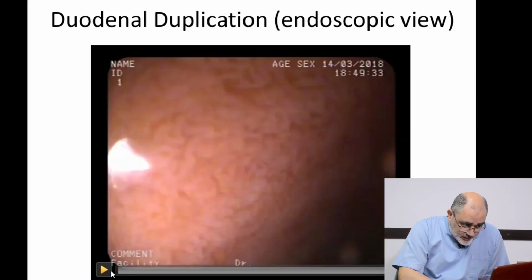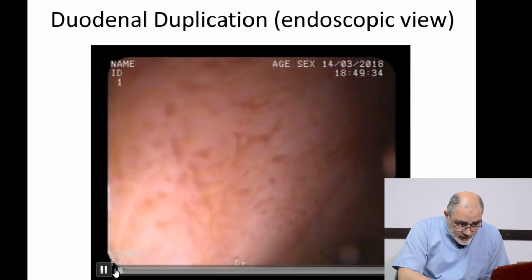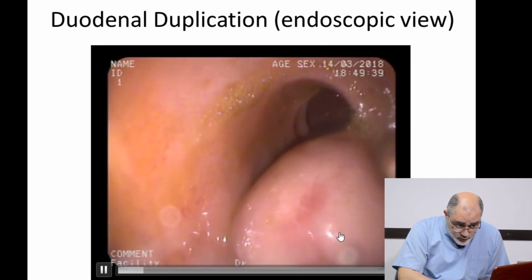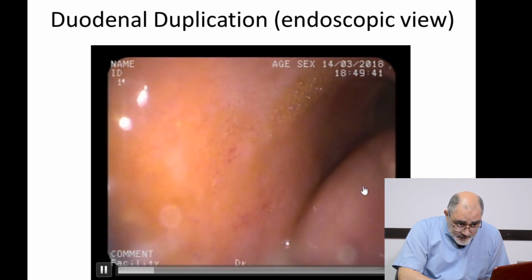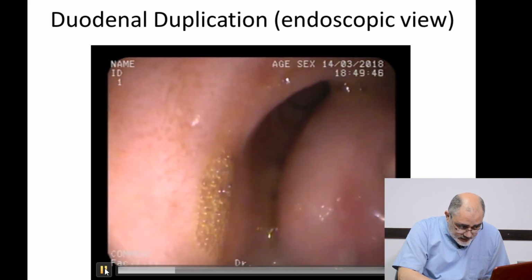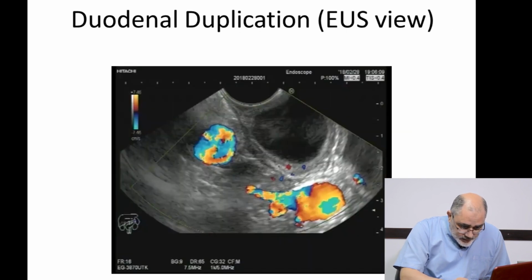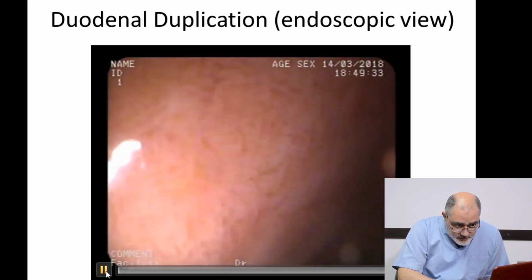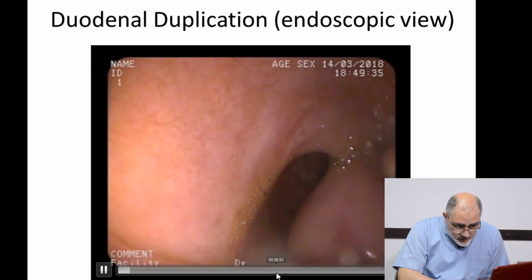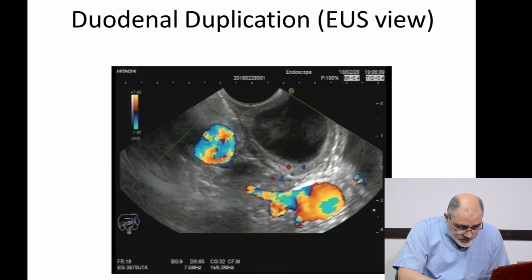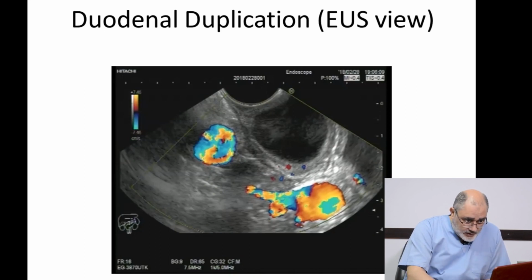This is the endoscopic picture of the duplication cyst. This is what was proved later to be a duplication cyst, between the bulb and the beginning of the second part of the duodenum. It is a mucosal bulge, very clear, totally covered by normal mucosa. And of course, the differential diagnosis is all submucosal lesions, such as leiomyoma, GIST tumor, lipoma, and so on.